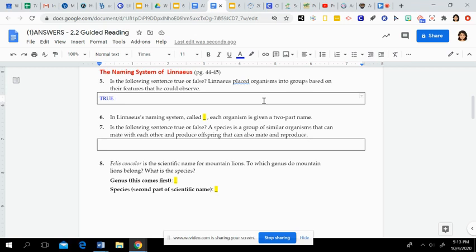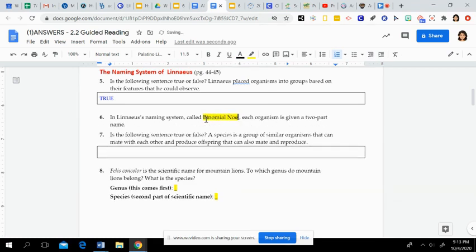Question 6, in Linnaeus' naming system called blank, each organism is given a two-part name. So this naming system is called binomial nomenclature. Big fancy words. But he created this system to give animals and different organisms their specific scientific names.